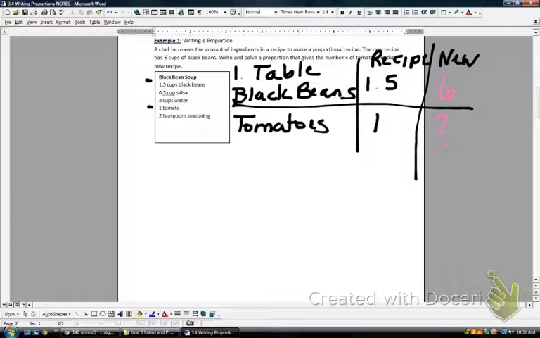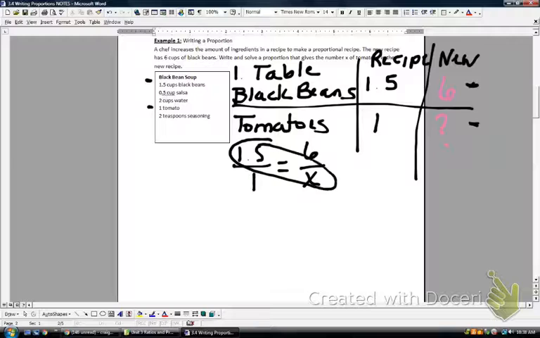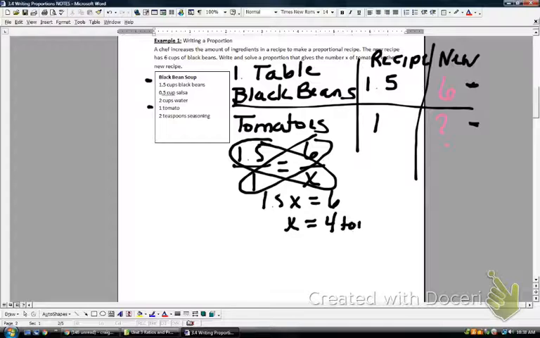So now I can use either the rows, so this would be the rows, or the columns to write my proportion. So if I have 1.5 black beans, I'm going to use the columns first, to 1. That's the same as 6 black beans to however many tomatoes. Cross the equal sign and multiply. And then I'm going to divide 6 by 1.5. When I work that out on my calculator, I get 4 tomatoes.